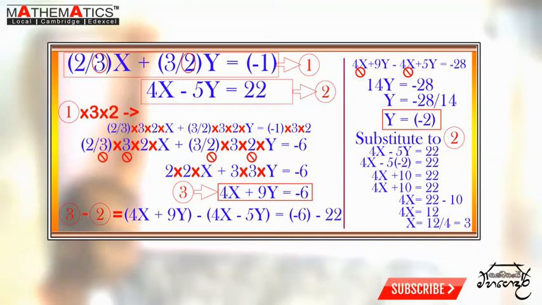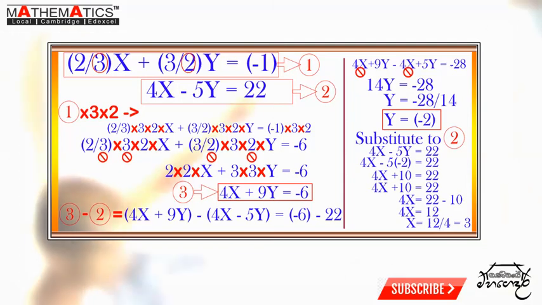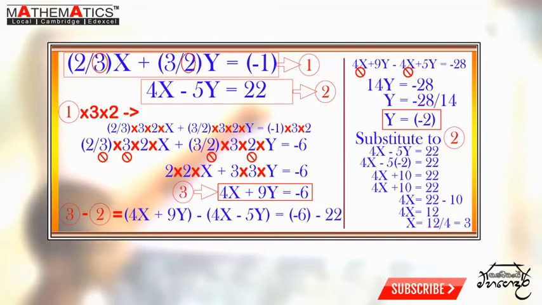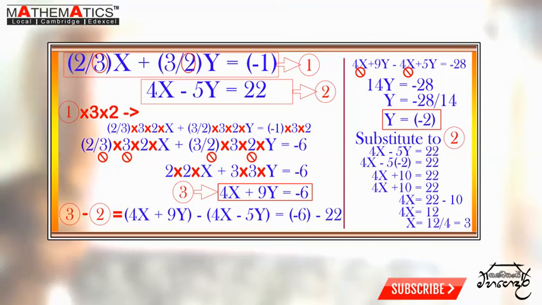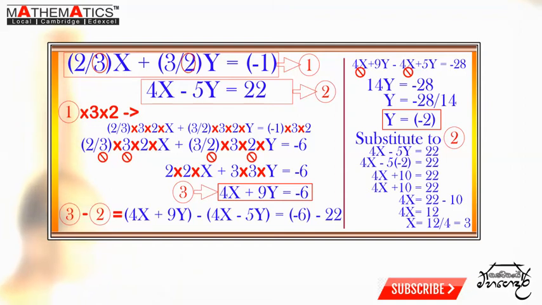Now you have to substitute that answer into the second formula, which is 4x minus 5y is equal to 22. Now again, next line: 4x minus 5. Now in this line you have to substitute minus 2. What is the value of this minus 2? It is the value of y. That y value, which is minus 2, you have to substitute for this y on this line. 4x minus 5 by minus 2 is equal to 22. Now again, 4x plus 10 is equal to 22.